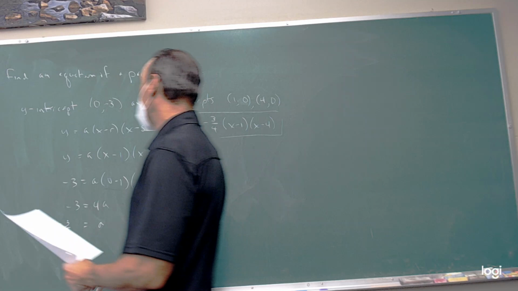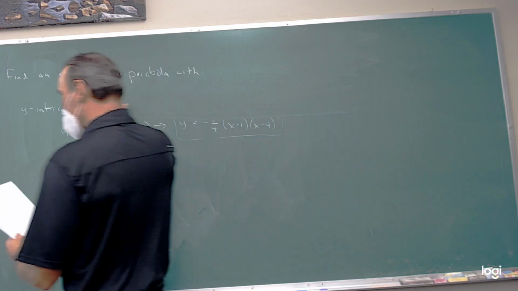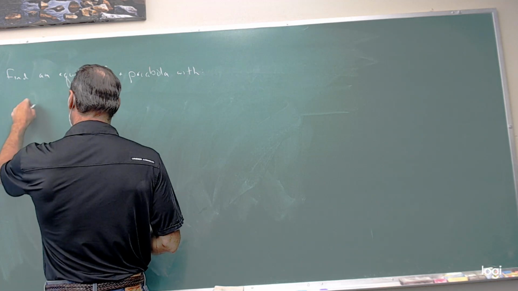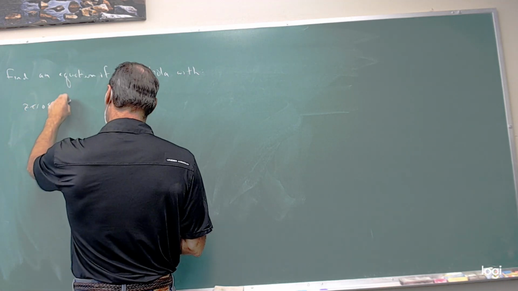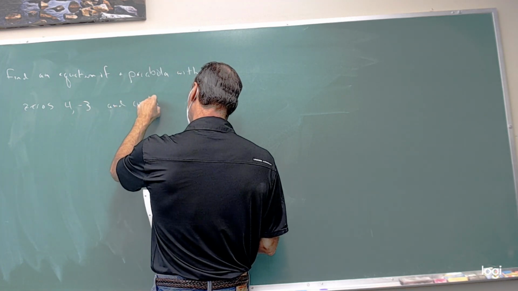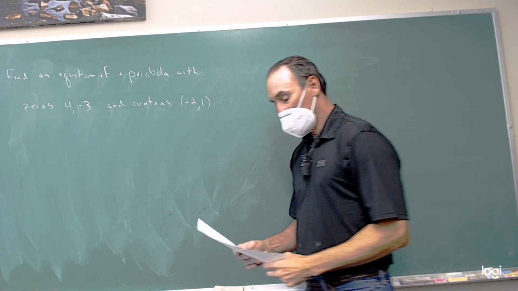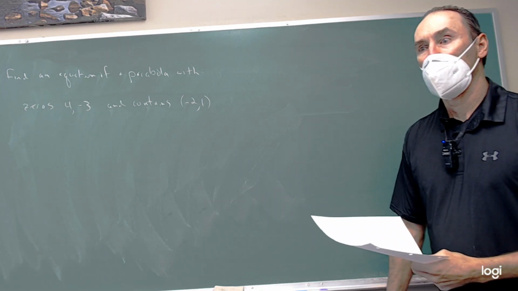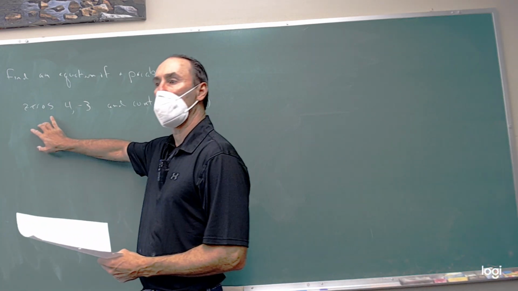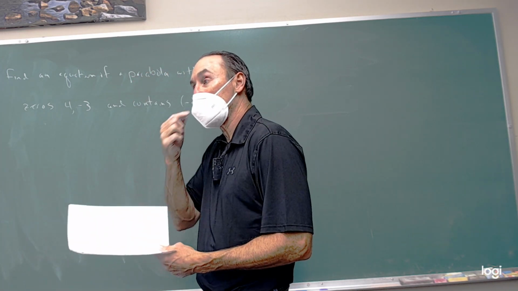Let me give you a different one. Same idea. This time, instead of saying x-intercepts, I'm going to say this has zeros at 4 and negative 3, and contains the point (-2, 1). With that little bit of information, you can actually find an equation. What do I mean by zeros? That's another word for x-intercepts, right? It's what makes that equation equal to 0.